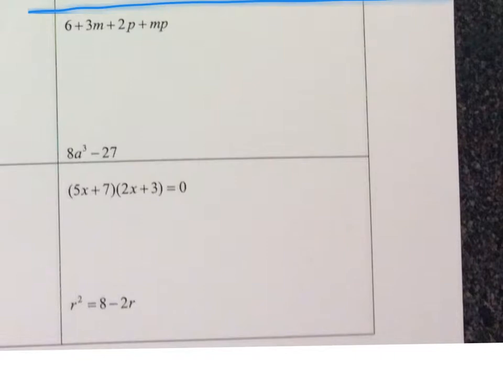Let's check out 6 plus 3m plus 2p plus mp. There is no common factor in all 4 of those terms. So I'll count the number of terms. I've got 1, 2, 3, 4. And when I have 4 terms, I'm supposed to do grouping. So let's group them.